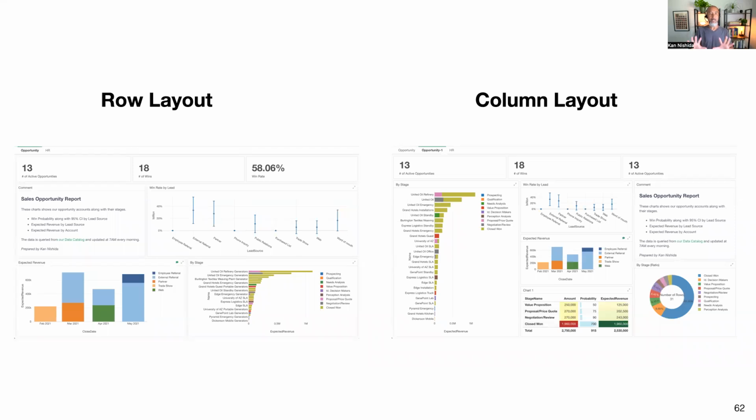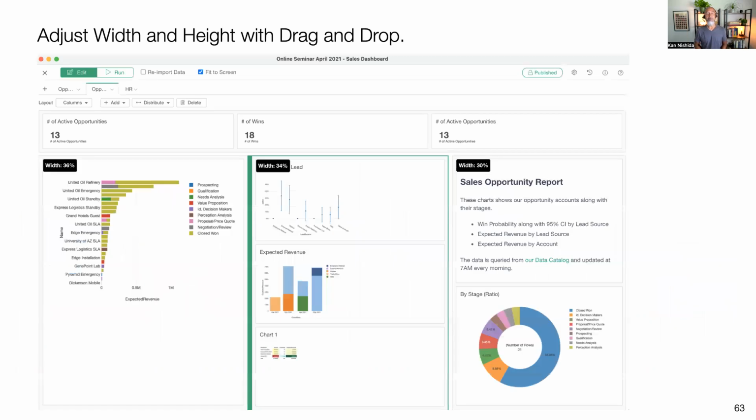Okay, and also you can switch. Like you started with column and later on you realize the row is better, you can switch that as well. And then the basic experience of designing a dashboard is drag and drop. You can drag to adjust the width or height. And also you can drag and drop to change the chart position. You can bring one chart from one column to other columns and so on.